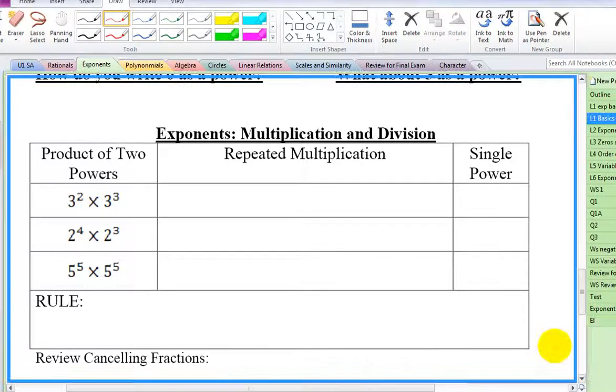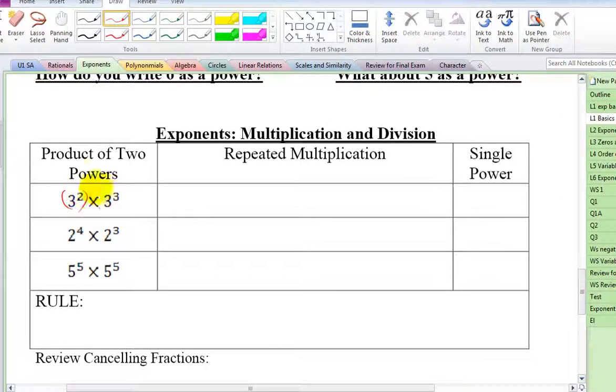Now, we're going to actually use repeated multiplication to help us get the answer as a single power. Then we'll start using the rule. But if you don't get repeated multiplication, you will never, ever get the rule. So we're going to use brackets around these as we write these in repeated multiplication. The first set would be 3 squared, 3 times 3. The second set would be 3 cubed, 3 times 3 times 3.